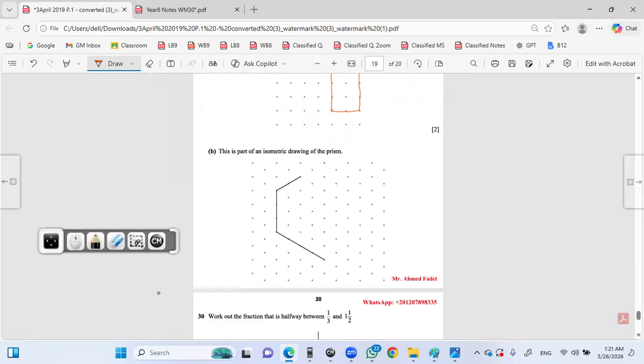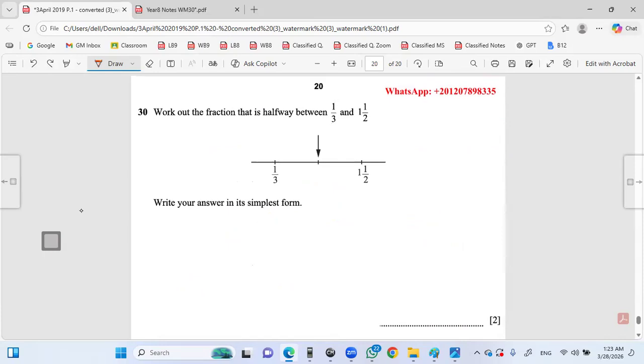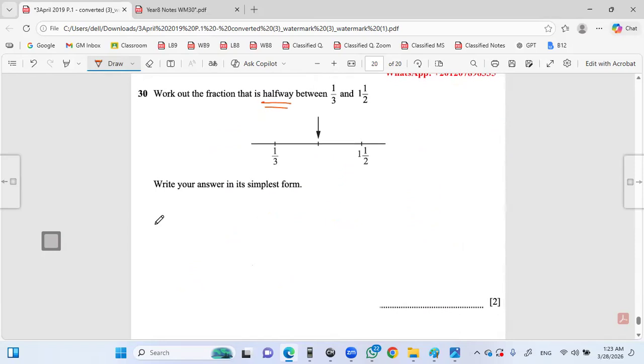Let's get back to the next question. The last question: work out the fraction that is halfway between 1/3 and 1.5. Well, halfway means midpoint, so I need to add them up. 1/3 plus this, but convert this into an improper fraction. 2 times 1 is 2, plus 1 is 3, the 2 stays the same.